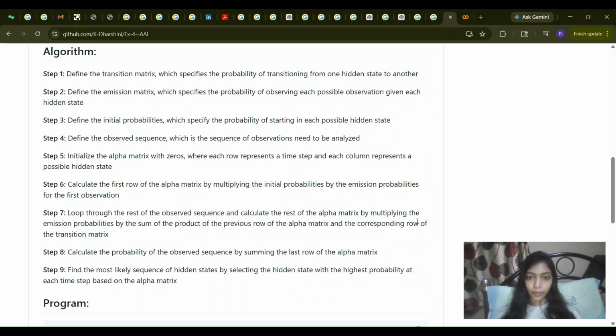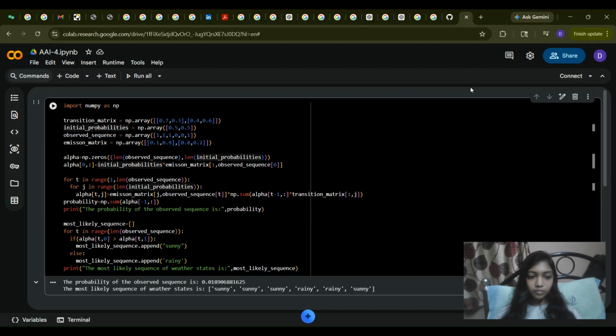Now, coming to the program implementation, in the Python program, we import the NumPy library for numerical calculations. Then we define the transition matrix, emission matrix, initial probabilities, and observed sequence. After that, we compute the alpha values using loops and probability calculations. Finally, the program prints the probability of the observed sequence and the most likely weather state sequence. The output shows the predicted sequence of hidden states as sunny or rainy based on the observations given.